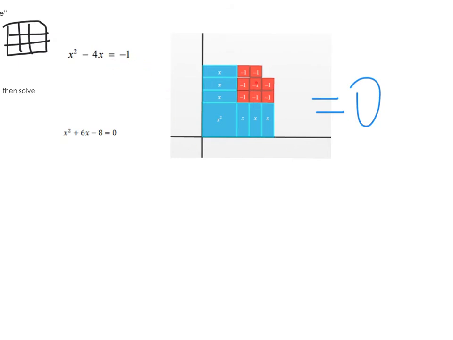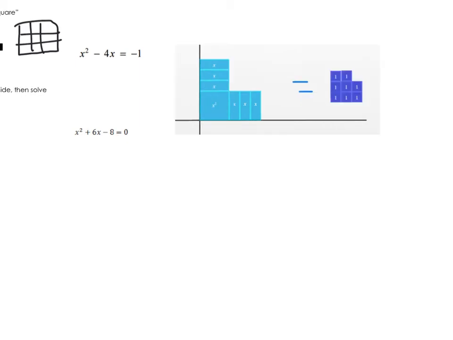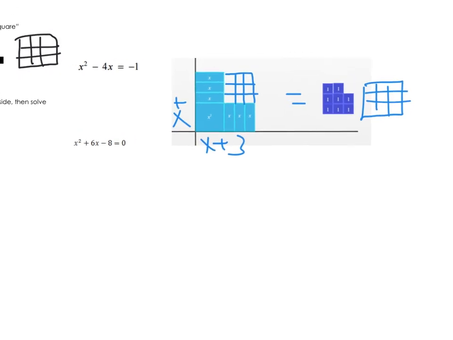And the way I add the negative 8 to the other side is by adding 8, right? So I've done that. Now, how do I complete this square? I have to add in 9 positives. Because I've added 9 positives here, I'm going to add in 9 positives over here. So that's going to give me x plus 3 by x plus 3. So that gives me x plus 3 times x plus 3, or x plus 3 squared, equals, let's see, 9 plus 8 is 17.